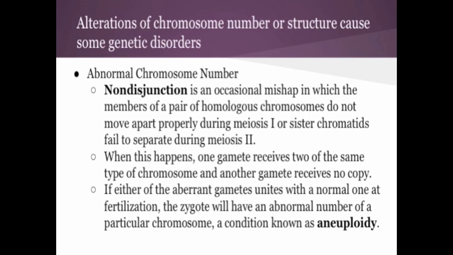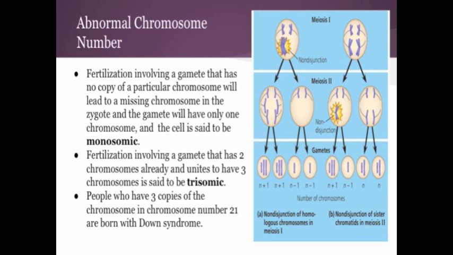If either of the aberrant gametes unites with a normal one at fertilization, the zygote will have an abnormal number of a particular chromosome, a condition known as aneuploidy. Aneuploidy may involve more than one chromosome.